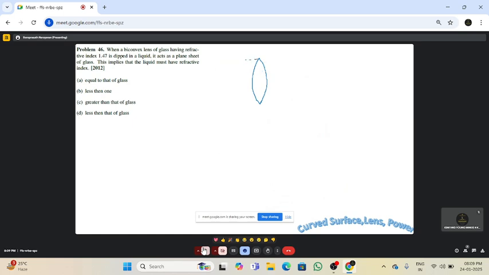But if the refractive index is the same, if they are equal, then there is no such thing as rarer to denser or denser to rarer, which means it will just go straight. So it will act like a glass plate. No deviation happens, it goes straight. So obviously the answer is equal to that of glass. Only when it is equal to that of glass, it will go straight.